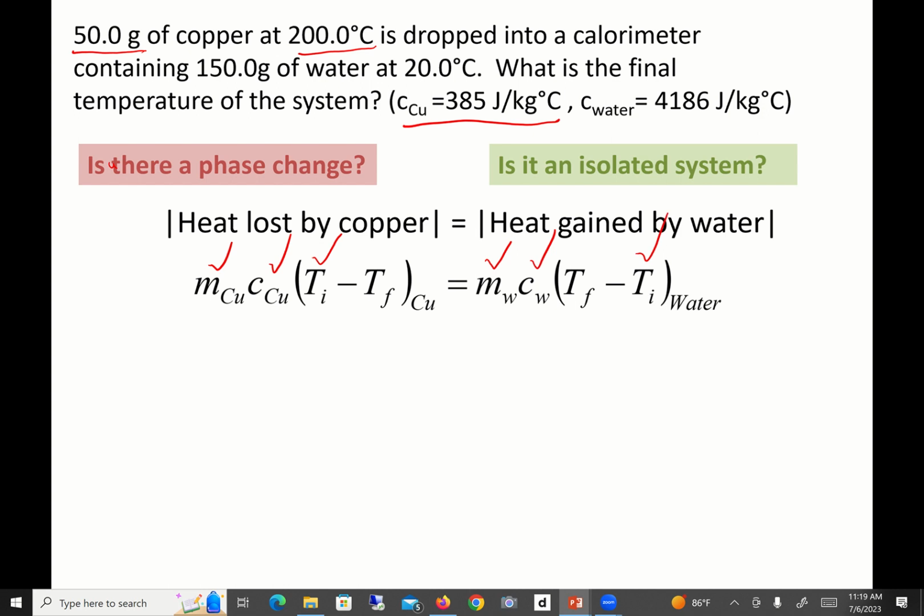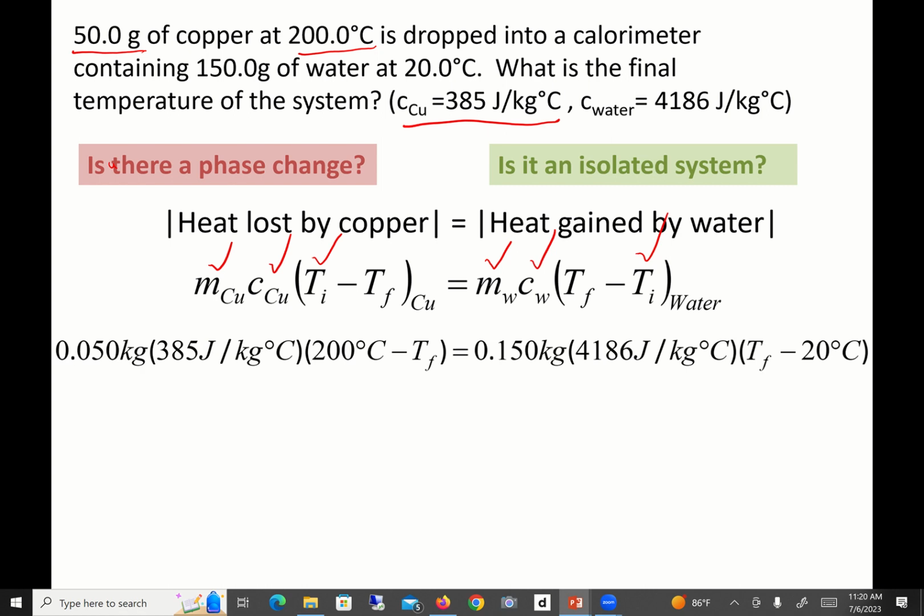Now, if you look at this, you see I wrote my delta T. On this side, I wrote T initial minus T final. On the other side, I wrote T final minus T initial. Why did I do it that way? Well, because I wanted to get a positive number. I know the water is going to heat up, so final is going to be bigger than initial. I know the copper is going to cool down, so initial is going to be bigger than final. So because I want to get a positive number on both sides, I have to switch the order in which T initial and T final are.